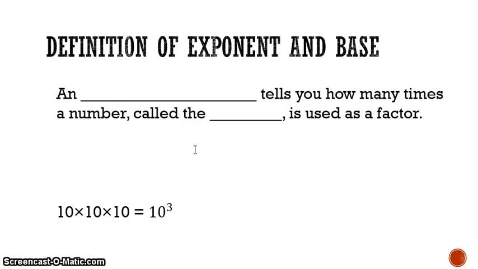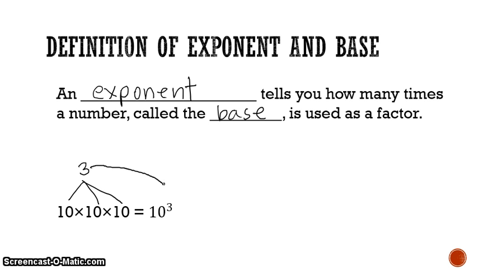So, the first thing you need to know is the definitions of exponent and base. An exponent tells you how many times a number called the base is used as a factor. So for example, here you have 10 times 10 times 10. So this is used as a factor 3 times, so it's 10 to the third power. Okay, pretty simple.